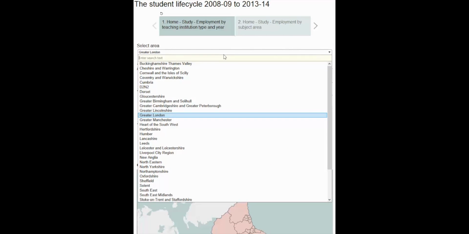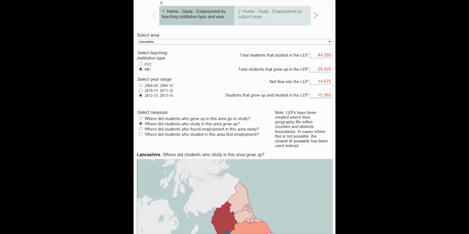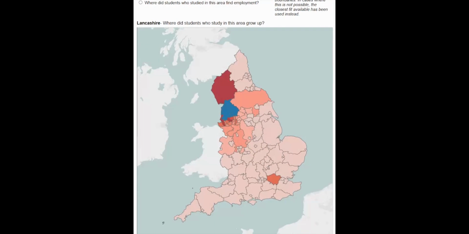The areas you can select are similar to LEPs, but some vary depending on how well they fit within Tableau's inbuilt geography. The areas displayed on the map are counties and districts though, so when you select a LEP, this is often an aggregation of these smaller areas.